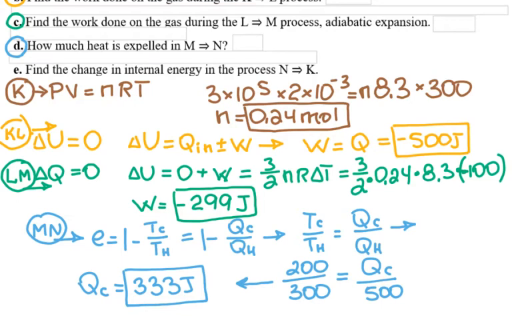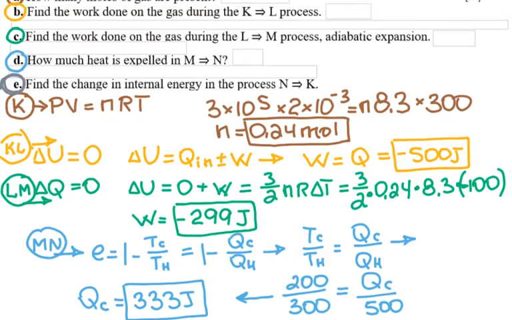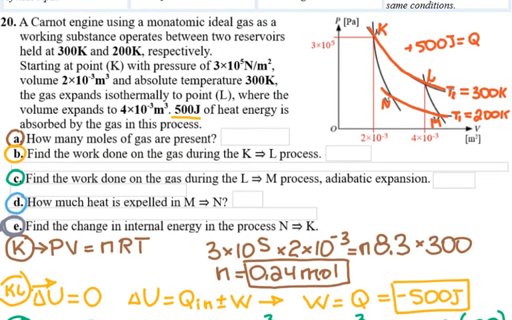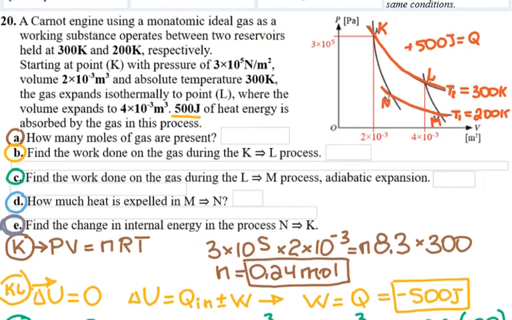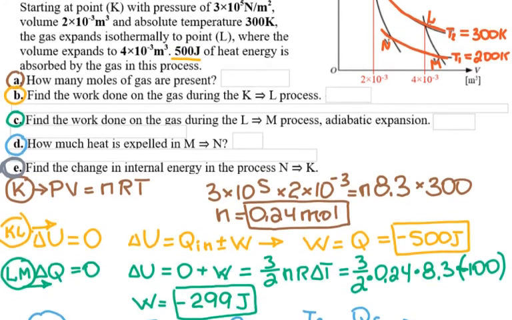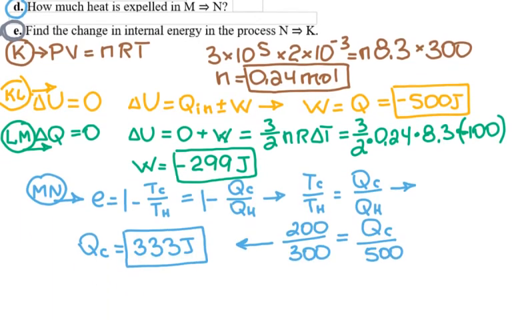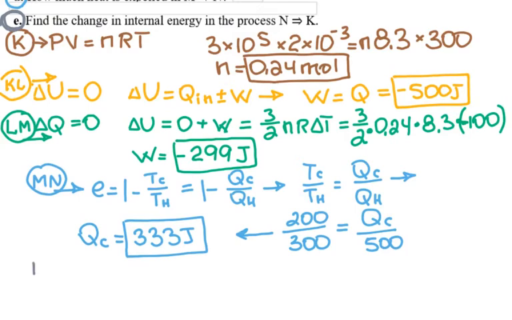So I get that the heat that is expelled between M and N is 333 joules. And for the last part, they ask me to find the change in internal energy in the process between N and K. Between N and K, it's another adiabatic process where the temperature changes, but heat stays the same. So between N and K, it's an adiabatic process. Again, Q is equal to 0.